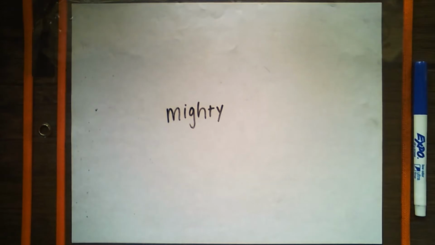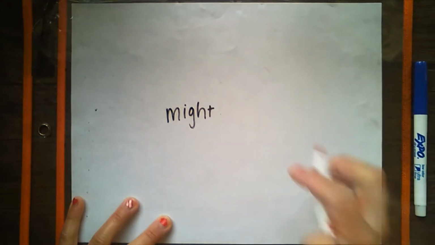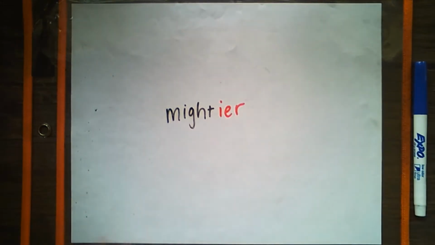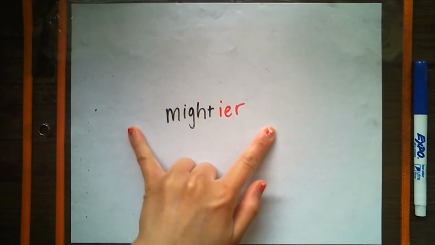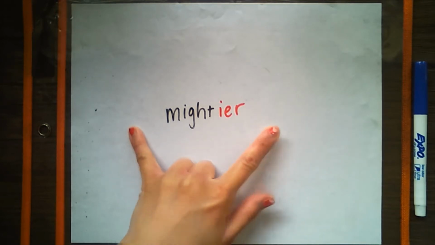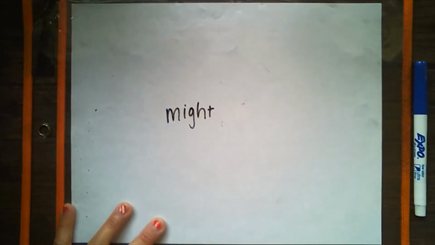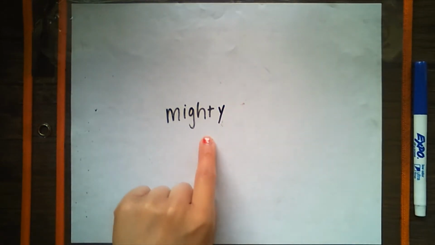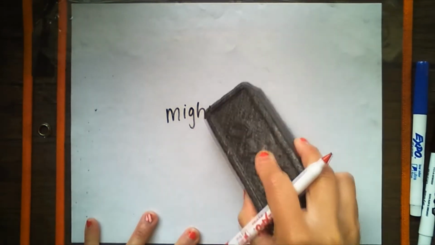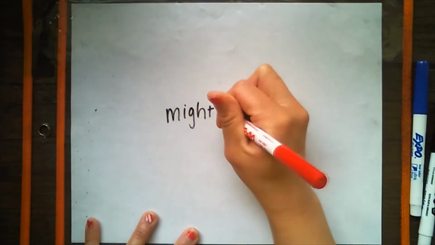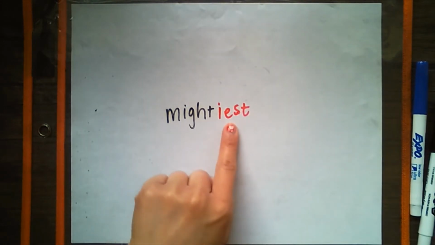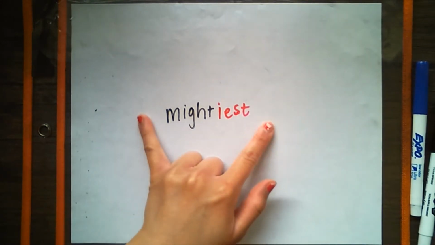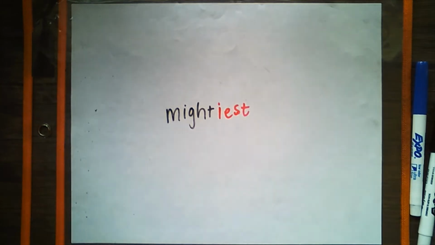Next base word, mighty. Read, ier. Read the whole word. Mightier. Read, mighty. Read, est. Read the whole word. Mightiest.